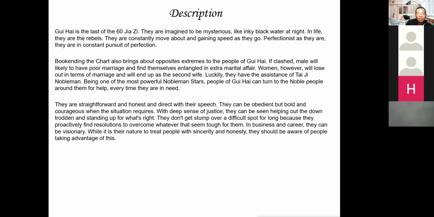Okay, well, they are the last of the 60 Jiazi. They are the black water of the night. They are super mysterious. Cannot see through them. Imagine 3 o'clock in the morning, the mist in an ocean. You cannot see past it. They are very dark. They are very mysterious. They are constantly moving. They are rebels.